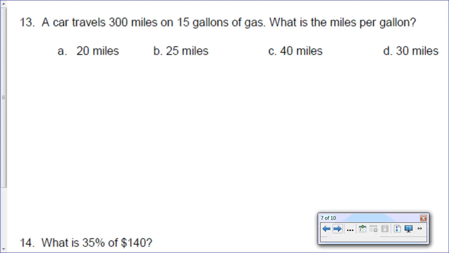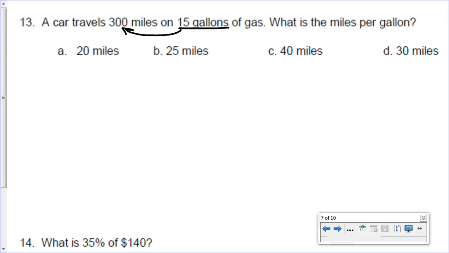Car travels 300 miles on 15 gallons. What is the miles per gallon? Okay, so basically, each gallon gives you so many miles, but they don't give us just 1 gallon. They tell us how far we travel on 15 gallons. Well, you can think about it. Each one of these gallons right here accounts for a certain number of these miles. Each one of them contributes a certain number of miles to the 300 miles.